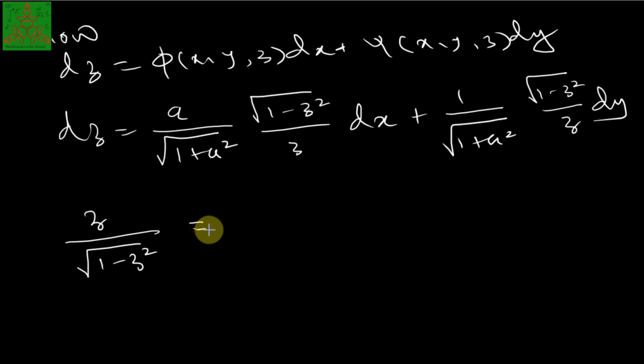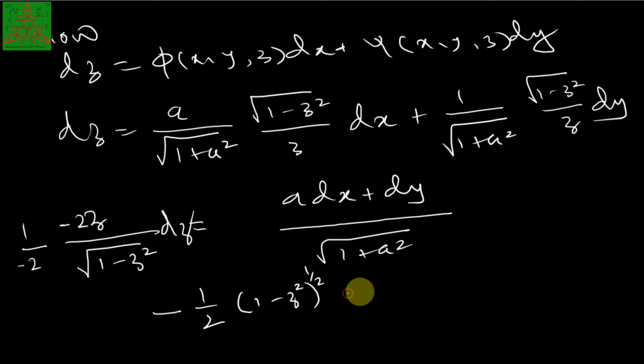Here dz is missing. You just observe that the derivative of 1 minus z square is minus 2z. So I'll multiply by minus 2z, divide, and take the integration on both sides. That will give me minus the square root of 1 minus z square, that is, 1 minus z square raised to 1 by 2, equal to ax plus y upon the square root of 1 plus a square. So this is the final answer, a complete integral for the given differential equation.